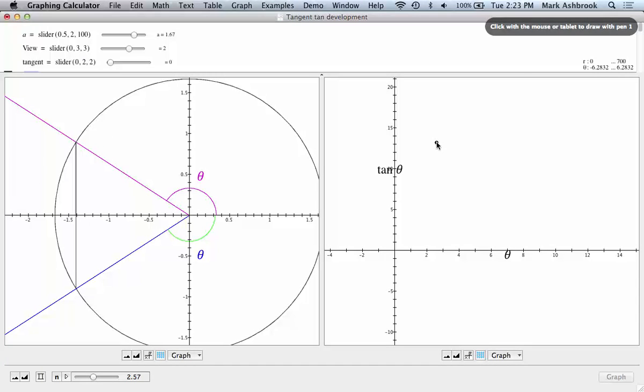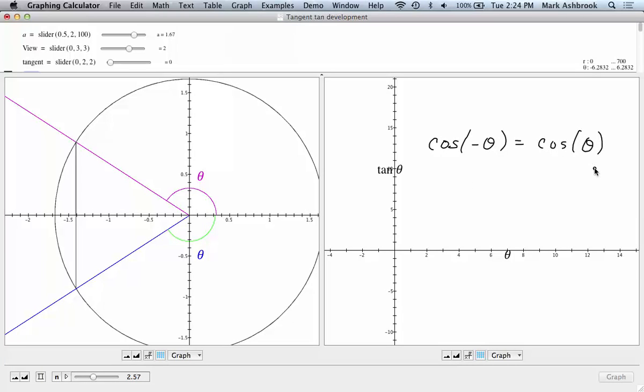Cosine of negative theta equals what? Cosine theta. Diana, you agree? Yeah, no matter what angle you put in, if you go clockwise or counterclockwise, your horizontal position is the same in both cases. And that's what that's saying. Whether you go clockwise or counterclockwise, you always end up at the same horizontal position on the circle.